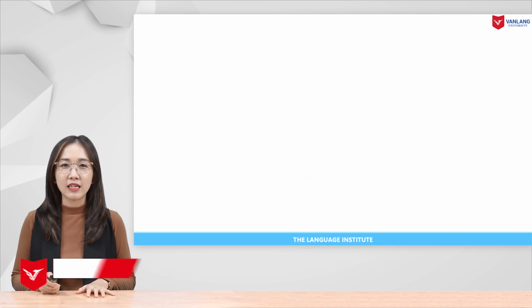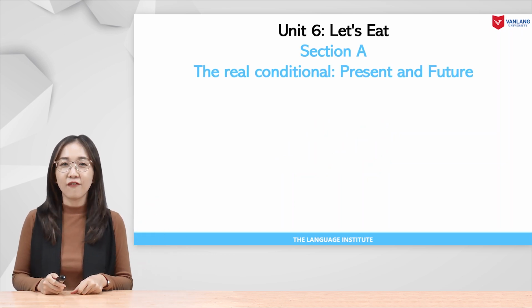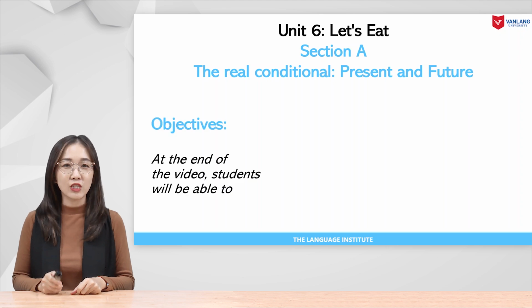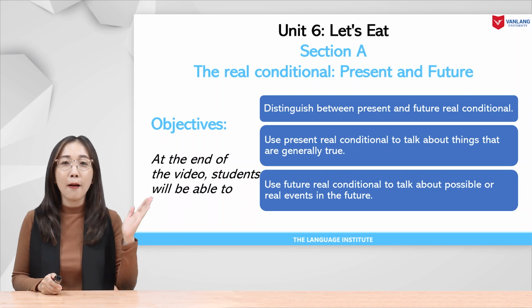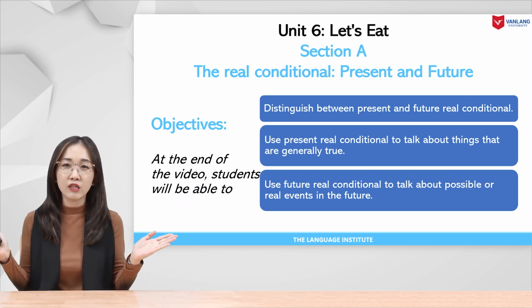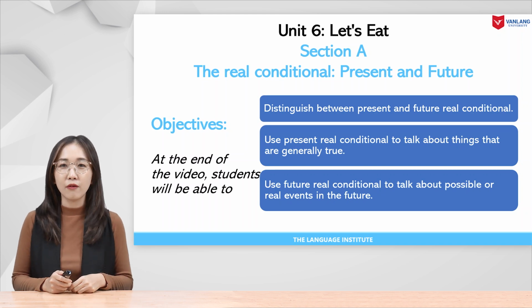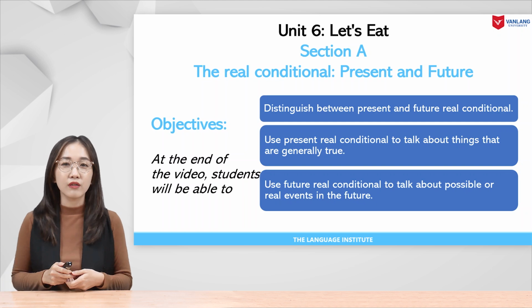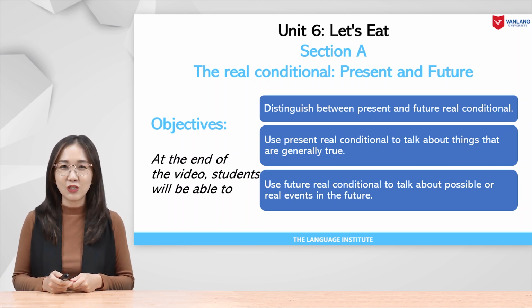The grammar point today is about the real conditional, present and future. After watching this video, you will be able to distinguish between present and future real conditional. Use present real conditional to talk about things that are generally true, and use future real conditional to talk about possible or real events in the future. Now let's get started with the first type.